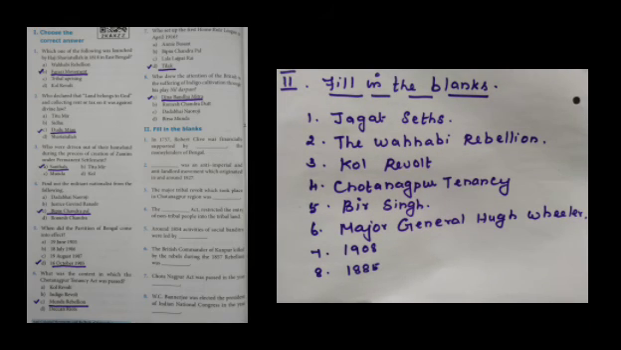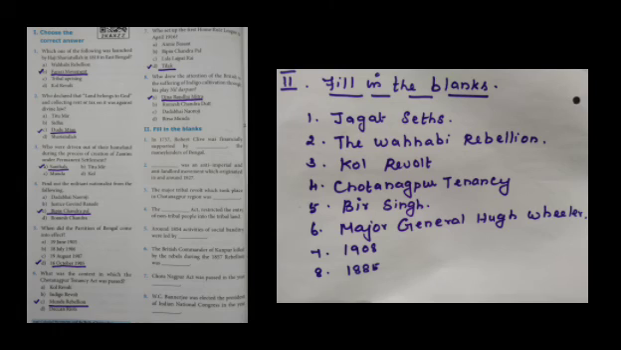Question number 1. In 1757, Robert Clive was financially supported by the Jagat Seths, the moneylenders of Bengal. Question number 2. The Wahhabi Rebellion was an anti-imperial and anti-landlord movement which originated in and around 1827. Question number 3. The major tribal revolt which took place in Chota Nagpur region was the Kol Revolt.